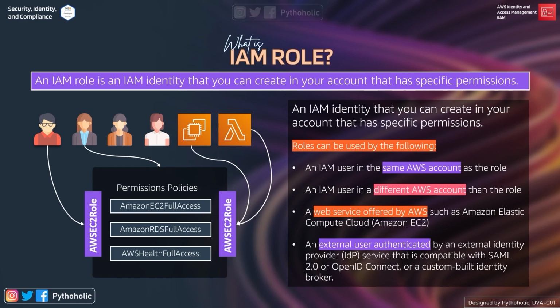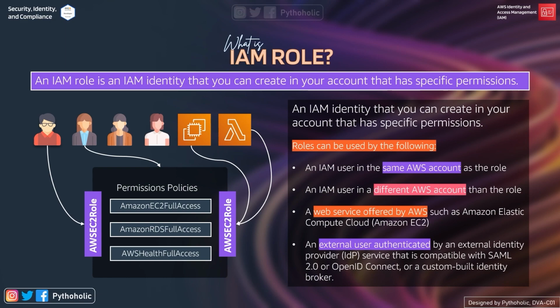Next is an IAM user in a different account than the role. So let's suppose you have a user that is working on a different account and wants to access resources that are present in your account. So you can create a role for that. Here we can create a role with assume role policy and define permissions for the services that you want a user from another account to make use of in your account.